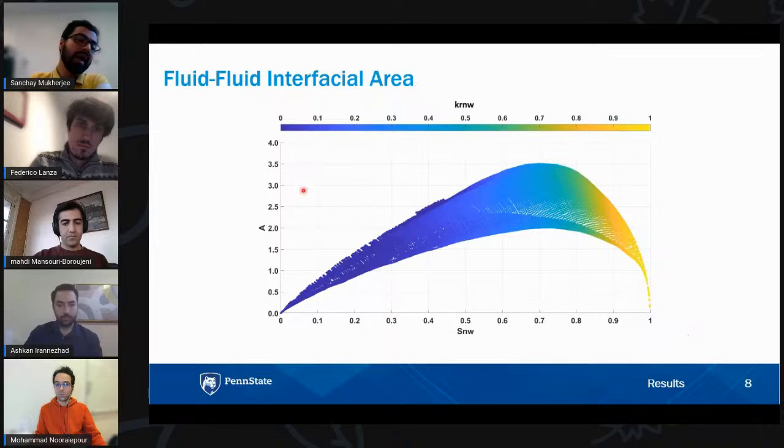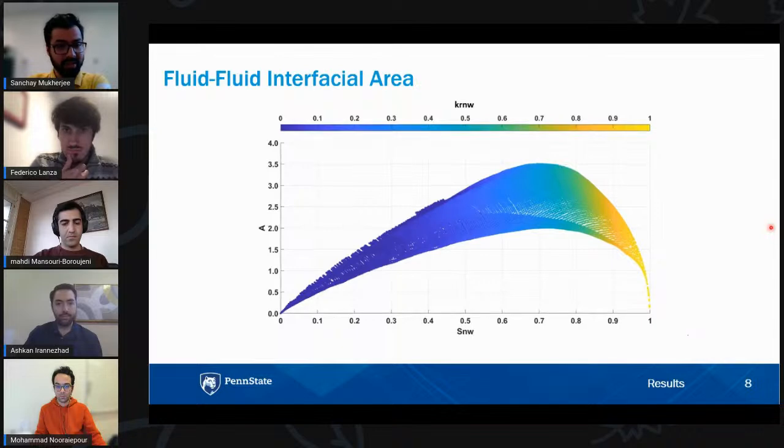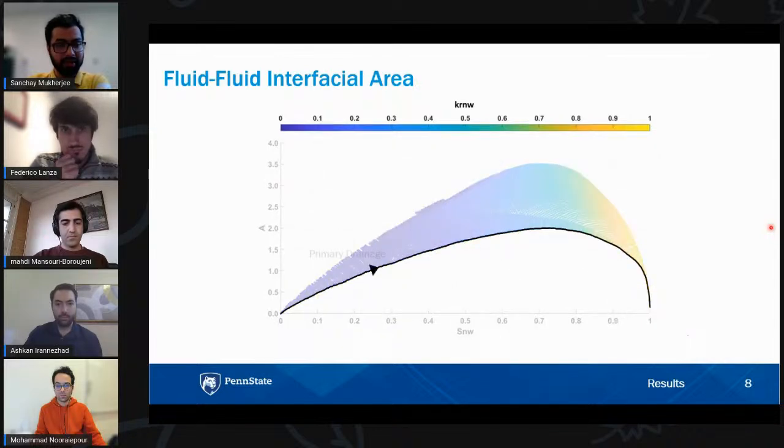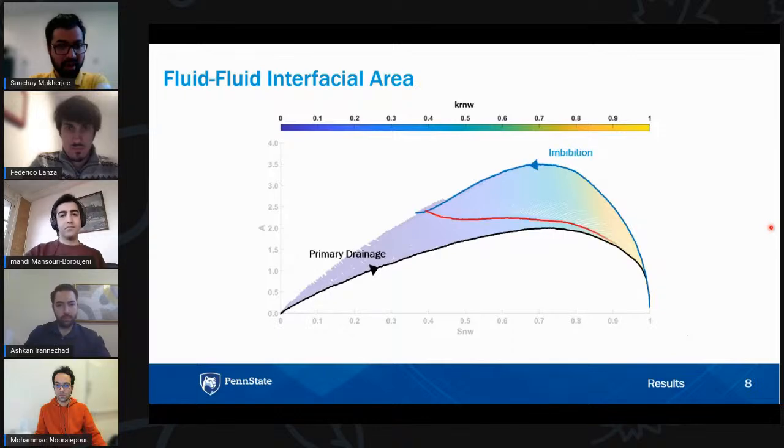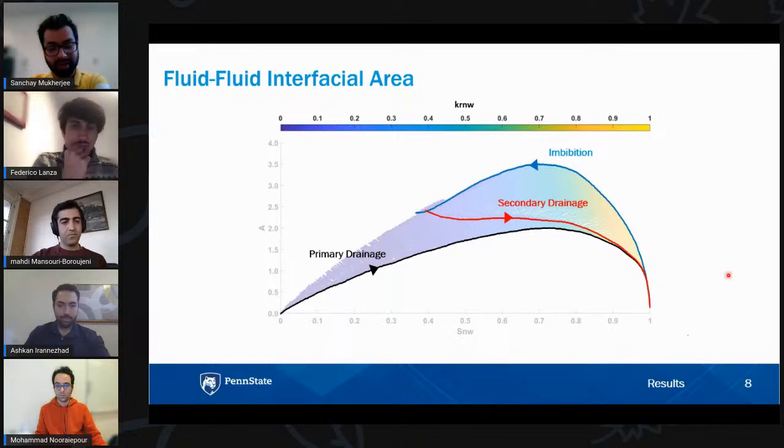Further, as we make it an A versus S plot, we can see the primary drainage area, we can calculate the imbibition area and also the secondary drainage areas. As we start increasing the non-wetting saturation for the primary drainage, we observe that an increase in saturation increases the invading phase in the porous media and thus increases the interfacial area until it reaches a saturation of 1, where it will again go back to 0.